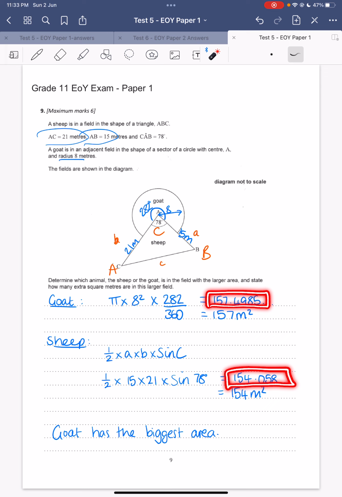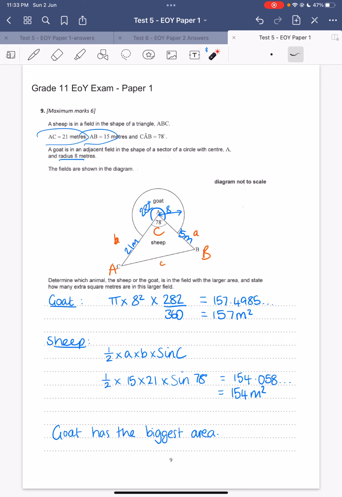So you're going to do 157.4985 minus 154.058, and that will then give you your final answer, which is 3.4405 meters squared, that it is bigger. And then you can change that to three significant figures, which is 3.44 meters squared.